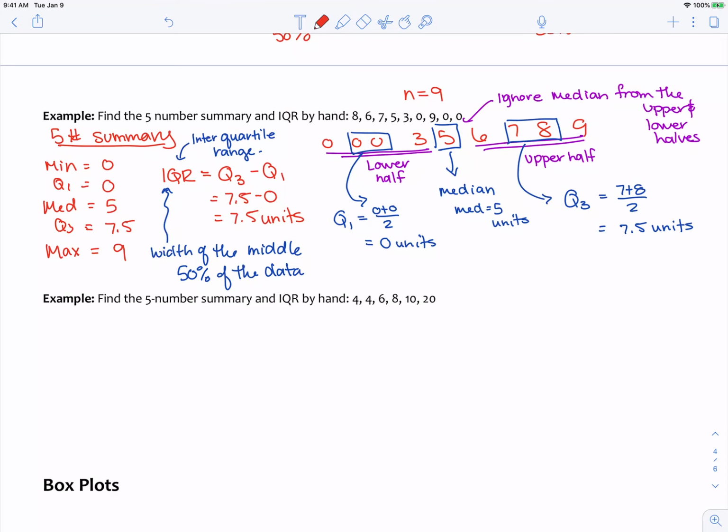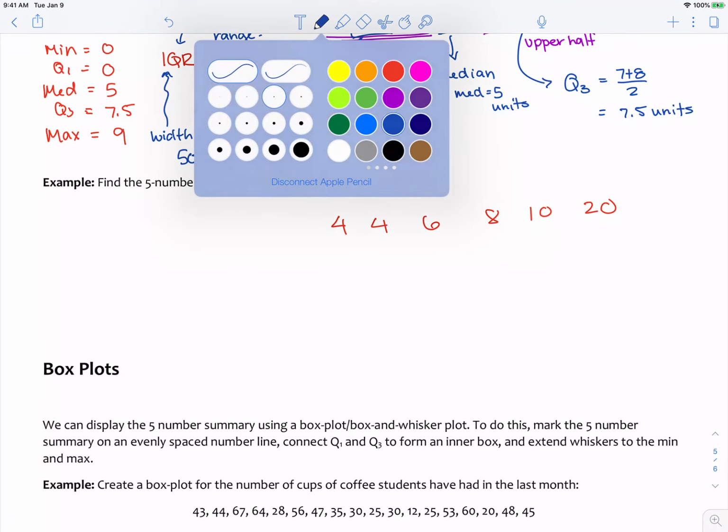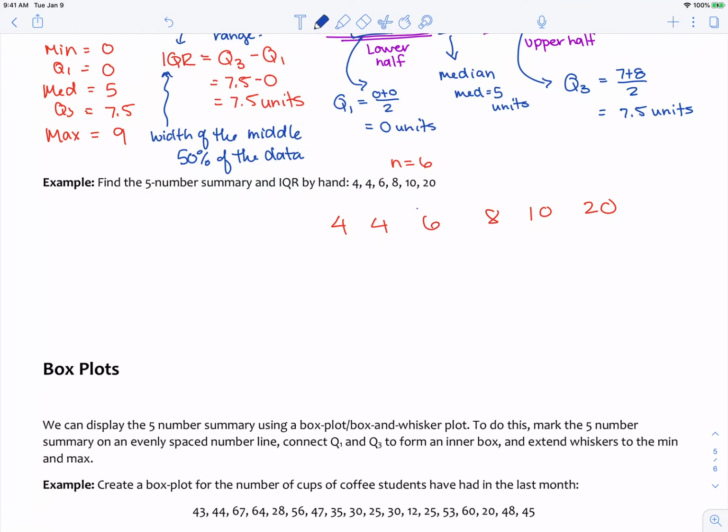Okay, and one more example by hand. Here is an even data set. We have 1, 2, 3, 4, 5, 6 values, so n equals 6. I'm going to make it a little bit bigger, but these are already in order, which is kind of handy. We're going to find the median, which is the average of the middle pair of numbers. So the median is equal to 6 plus 8 divided by 2, which is 14 divided by 2. So it's 7, and again, units.